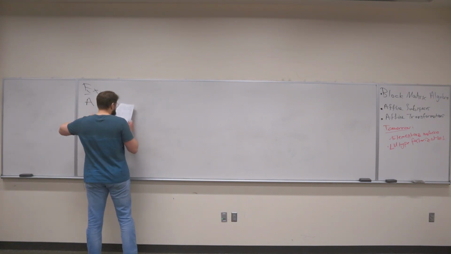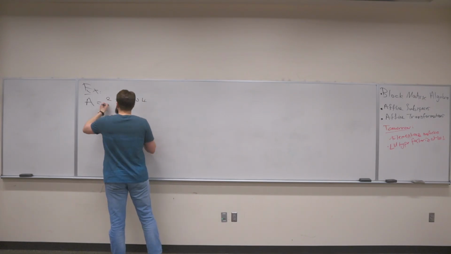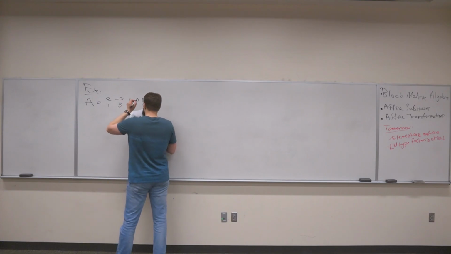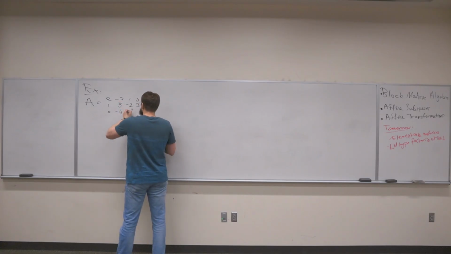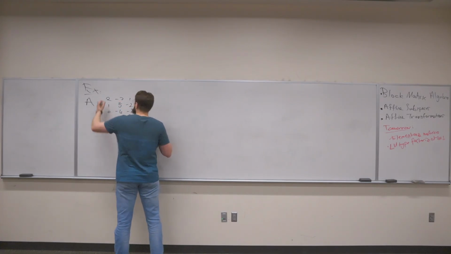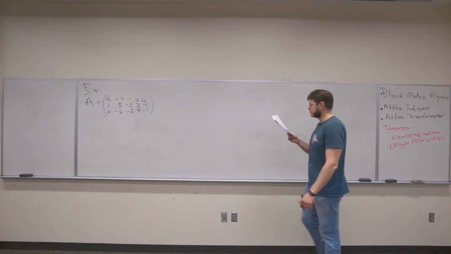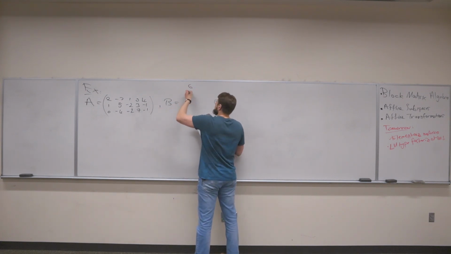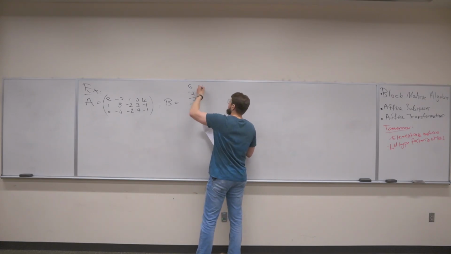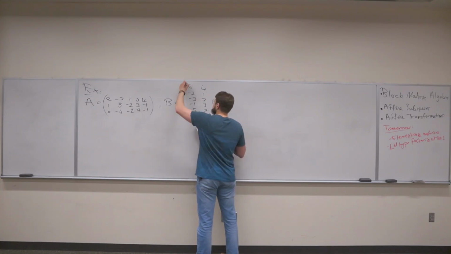So let's say that A is 2, minus 3, 1, 0, 4, 1, 5, minus 2, 3, minus 1, 0, minus 4, minus 2, 7, minus 1. That's A. It's a 3 by 5. And let's say B is this 5 by 2. Six, minus 2, minus 3, minus 1, 5, 4, 1, 7, 3, 2.